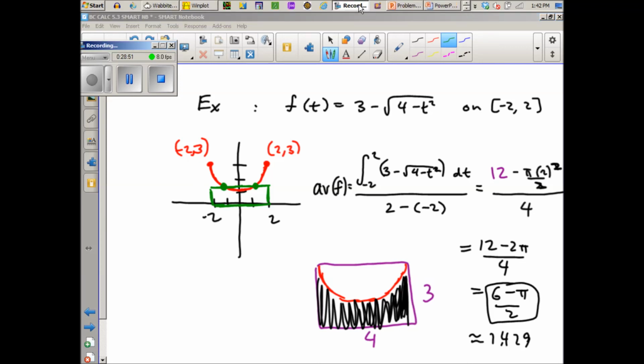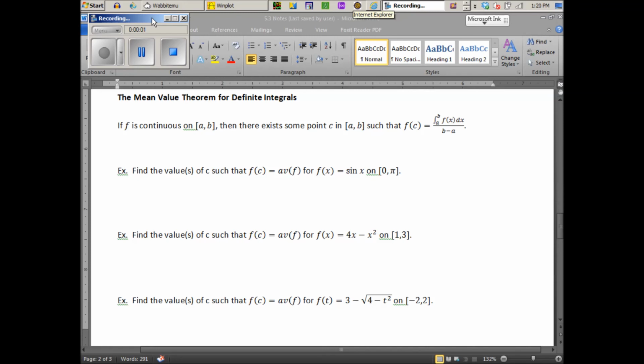This is so annoying. What was the derivative? What was the MVT for the derivative? F prime of C. F of B minus F of A over B minus A.